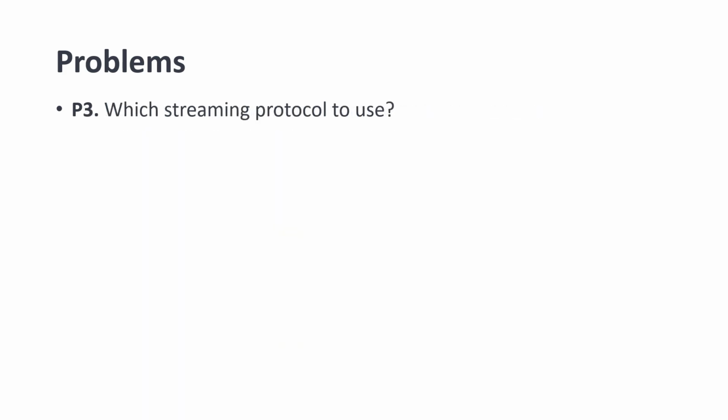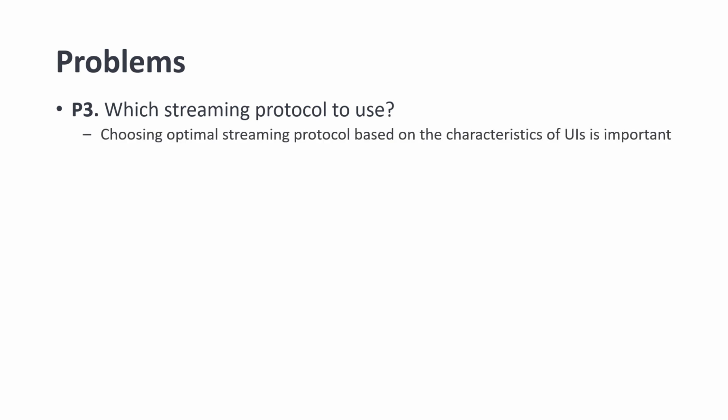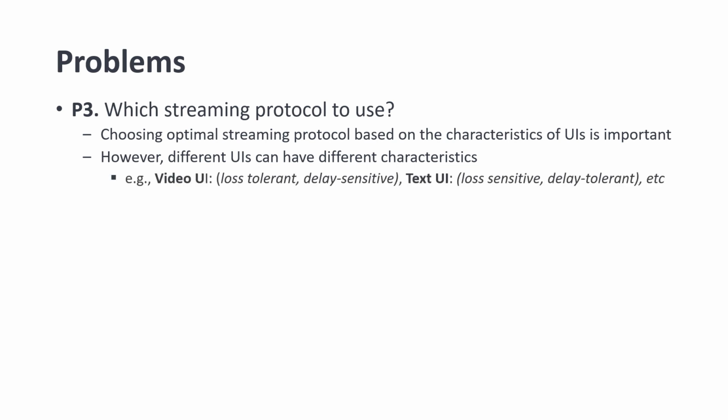The third problem is how to choose which streaming protocol to use. In streaming, the streaming quality heavily depends on the streaming protocol, and choosing the optimal protocol based on the characteristics of the UI is very important. However, in many cases, different UIs have different characteristics and they often conflict with each other. For instance, a video UI is loss tolerant but delay sensitive, whereas a text UI is loss sensitive but delay tolerant. As such, there is no one-size-fits-all protocol that can satisfy all UI characteristics.